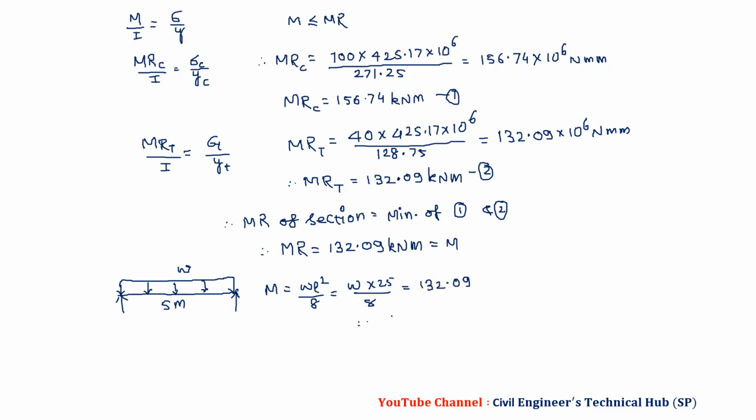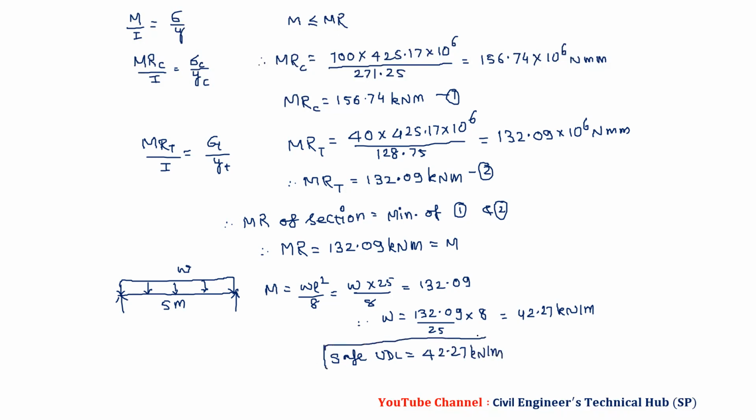which is equal to 132.09. And from this we will get W is equal to 132.09 upon 25 into 8, and that is equal to 42.27. And safe UDL, we can say safe UDL equal to 42.27 kilonewton per meter.